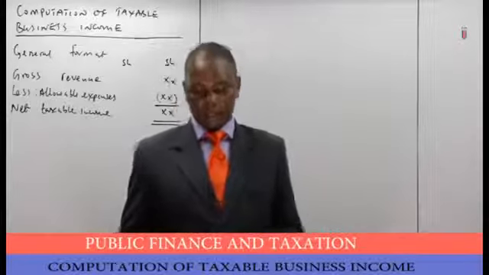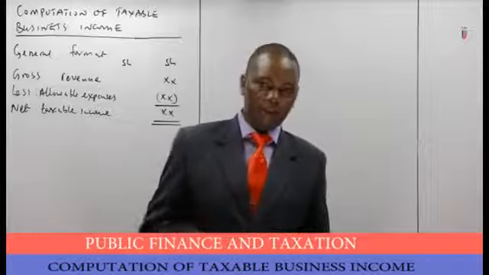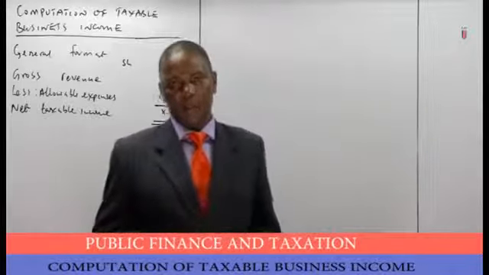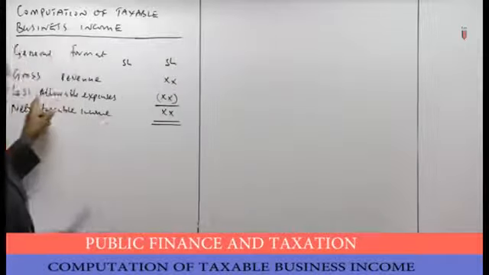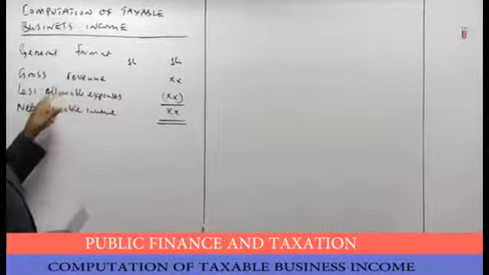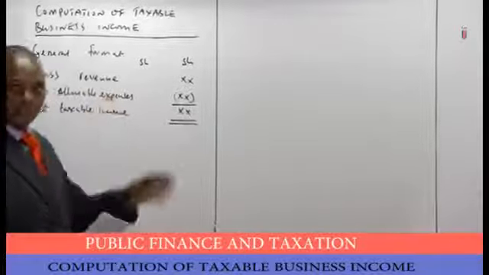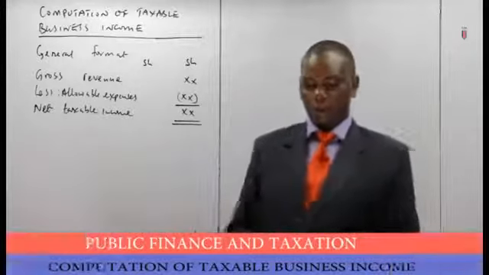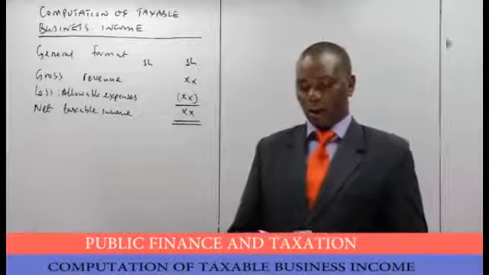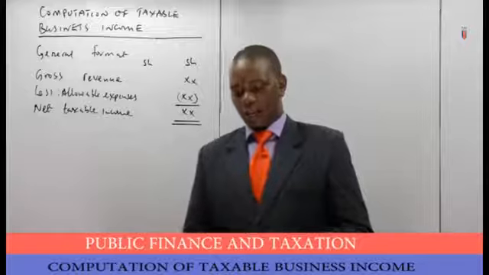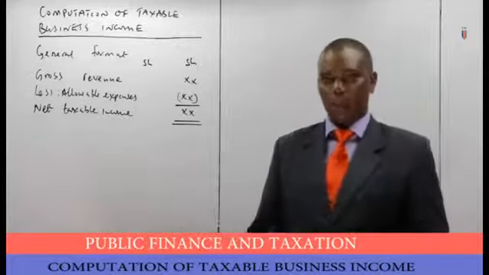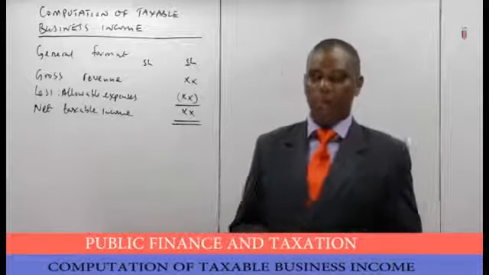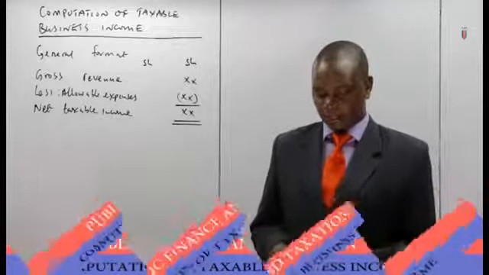Now, in this discussion, I am using the word deductible and the word allowable. The two will mean the same. So here, in this structure, I'm talking about allowable expenses. It can also be deductible expenses. Now, these expenses include what? Number one, expenses incurred in the generation of income. So the expenses wholly, exclusively, and necessarily incurred in the generation of income are allowable expenses.